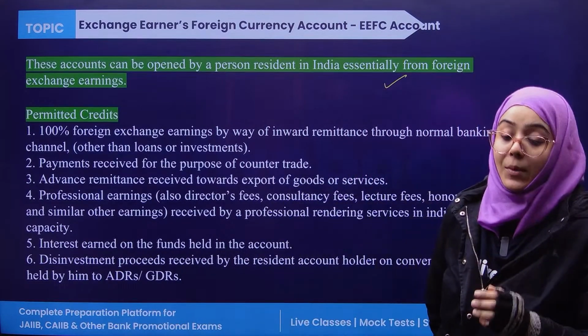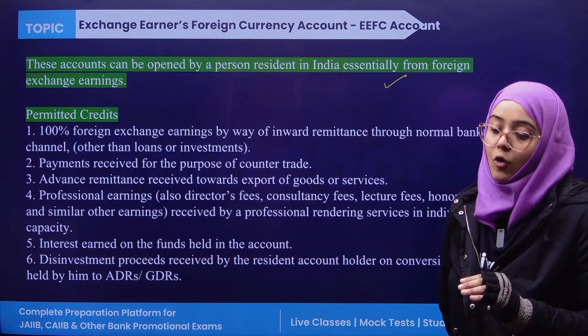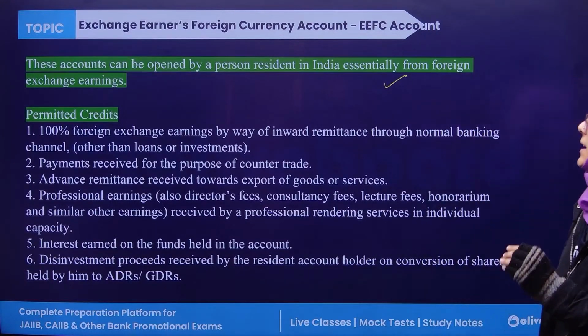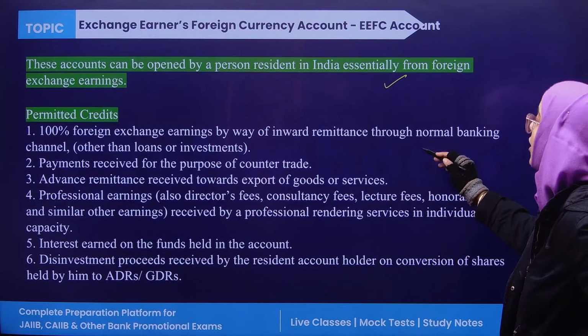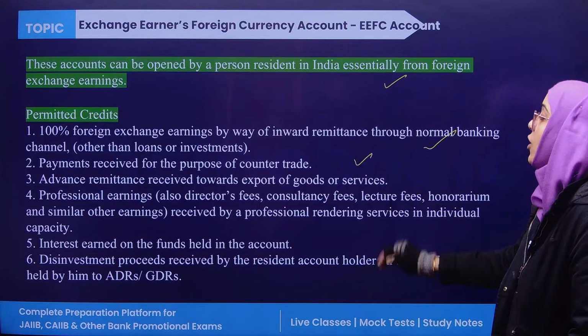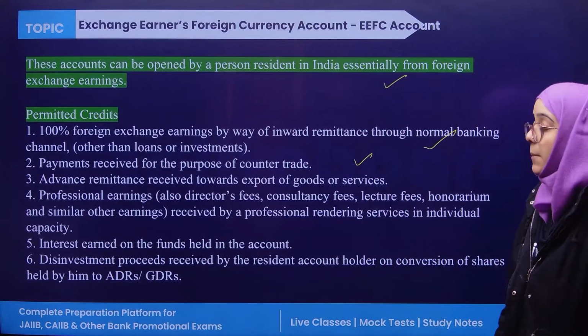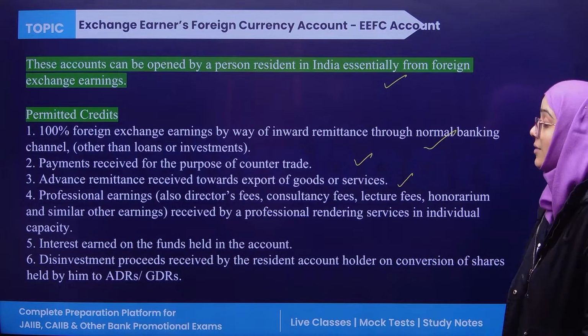Now there are different permitted credits and different permitted debits under the foreign currency account. Permitted credits: first of all, 100% of foreign exchange earnings by way of inward remittances are allowed. Payment can be received for counter trade. Advance remittance can be received through export and import of goods and export of goods and services.